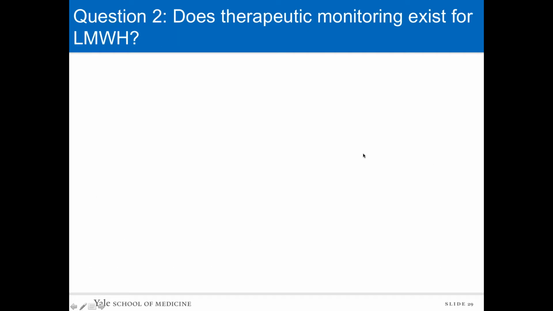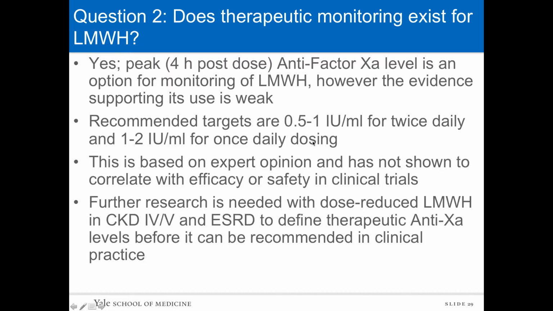So, going back to our original questions, does therapeutic monitoring exist for low molecular weight heparins? Yes, it does exist. The peak anti-10A level is an option for monitoring low molecular weight heparin. However, the evidence supporting its use is weak. The recommended targets, if one does choose to monitor, are 0.5 to 1 for twice daily dosing and 1 to 2 for once daily dosing. As I said before, this evidence is expert opinion and there is no clinical trial to support its use.